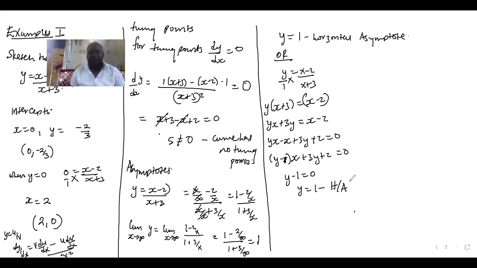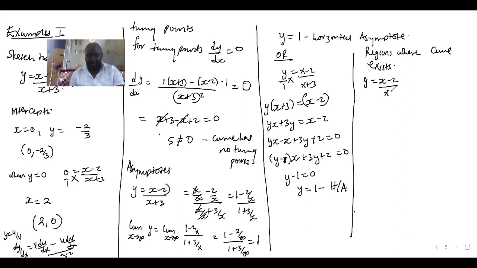But it's okay. Now let's find the region where the curve passes. We saw that it has no turning point, so there was no need to find the nature. The only thing left now is to find the regions where the curve exists and doesn't exist. We saw y was equal to x minus 2 over x plus 3. Make sure you factorize linear brackets all through, just like we did before in our inequalities. Then get critical points by equating each linear bracket to 0. x minus 2 is 0, x plus 3 is 0.